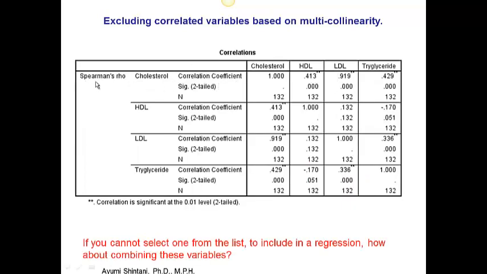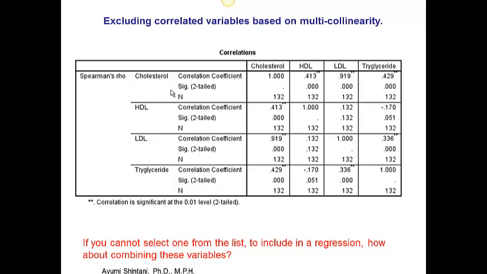And if you check Spearman's correlation on any pair of these variables, you can get an intuitive sense of the correlation. So HDL correlates with cholesterol with a correlation coefficient of 0.4. LDL cholesterol correlation is 0.9. Triglyceride to cholesterol correlation is 0.4. It's all statistically highly significant. So the easiest way to avoid the problem of multicollinearity is to pick only one variable out of these four. And you may do that based on your clinical judgment.